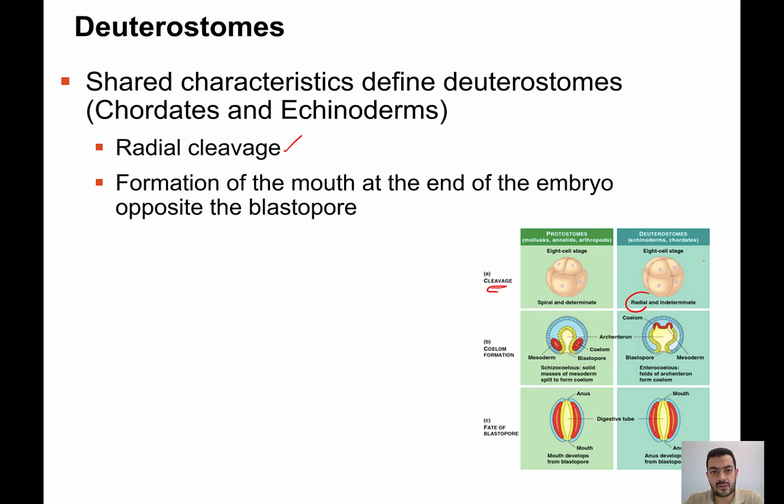So the two tiers of cells that make the 8-cell stage, each one of the cells is arranged directly on top of the one below. And in terms of the fate of the blastopore, whether the blastopore will develop into a mouth or whether it will develop first into the anus and then the mouth will come second. In the Deuterostomes, the blastopore will develop into the anus, so the mouth will come second, and that's the origin of the name Deutero.